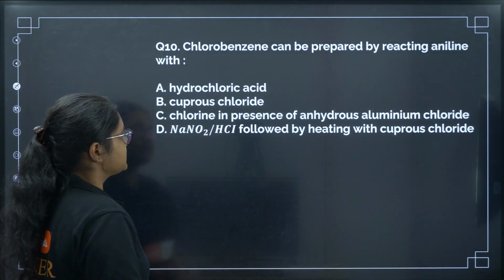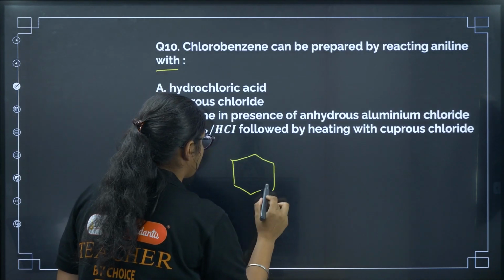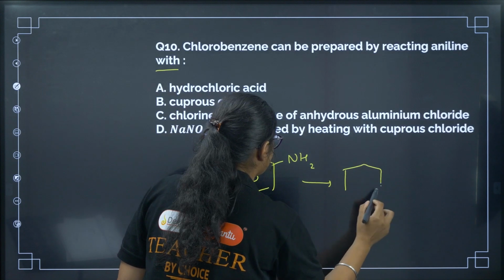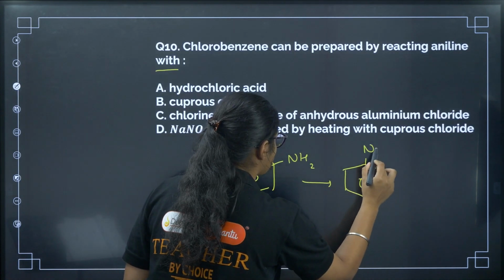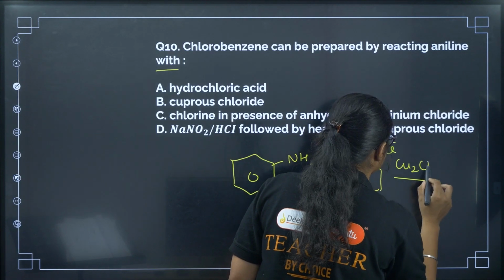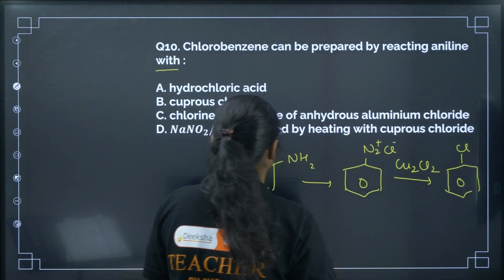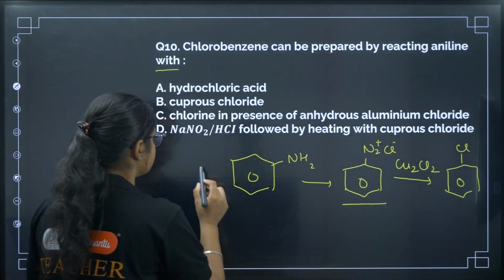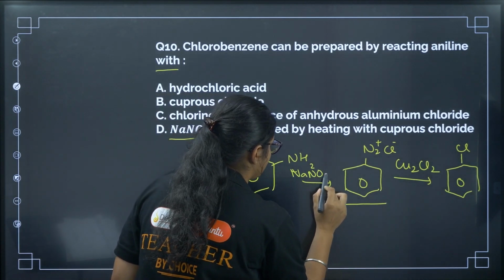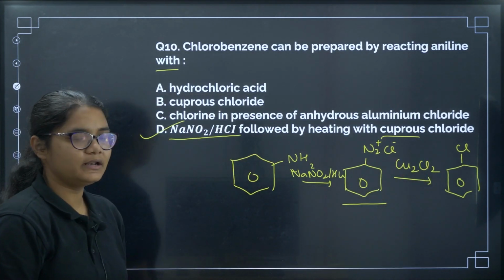Now let us see the next question. Chlorobenzene can be prepared by reacting aniline with... So we know we have aniline. This can be converted to your N2+ Cl-, right? And then if you treat it with cuprous chloride, we will get chlorobenzene, right? So this is your benzene diazonium chloride. So NaNO2/HCl, that is the first one here, NaNO2/HCl, and then cuprous chloride. So the correct answer is option number D.